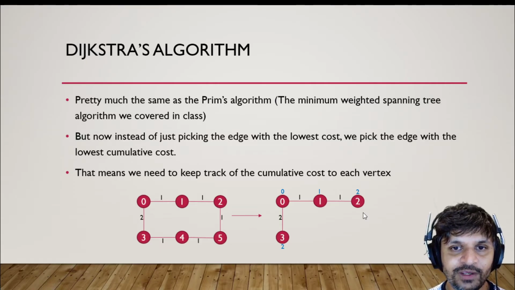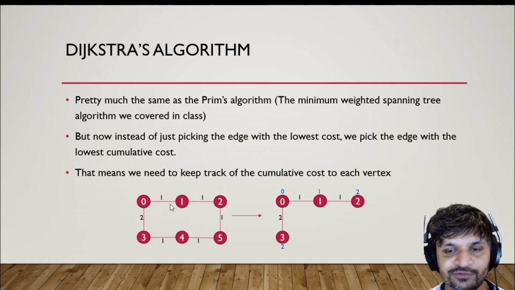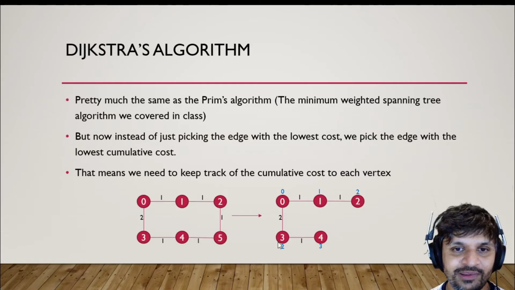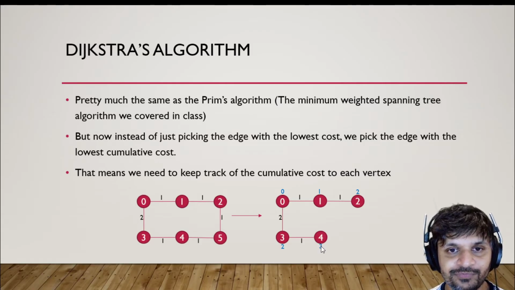And so the cumulative cost of getting to vertex 3 is now 2. Okay, next we can either pick the edge 2, 5 or the edge 3, 4. Okay, 2, 5 will cost us 3. And 3, 4 will also cost us 3, right? Both of them are 2 plus 1. So we can pick either one. We're just picking 3, 4 for the hell of it. And 3, 4 costs us 1. So the total cost of getting to 4 is now 3.